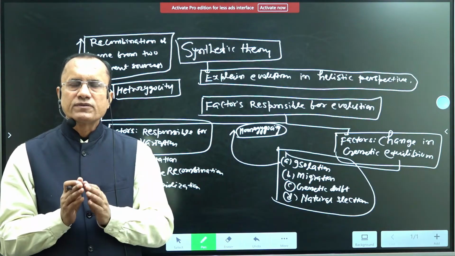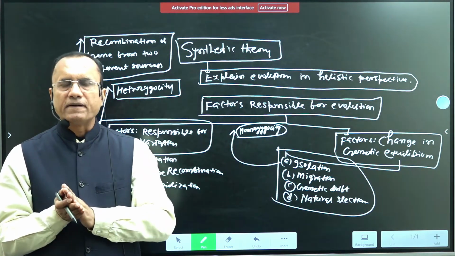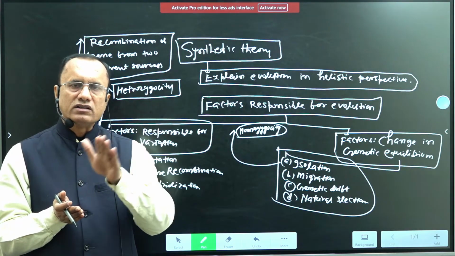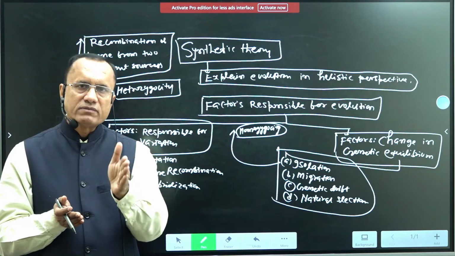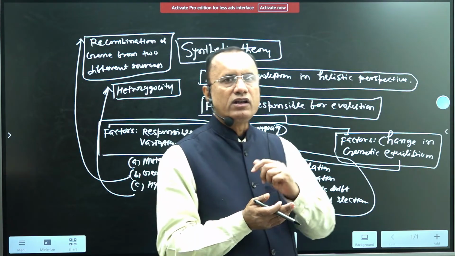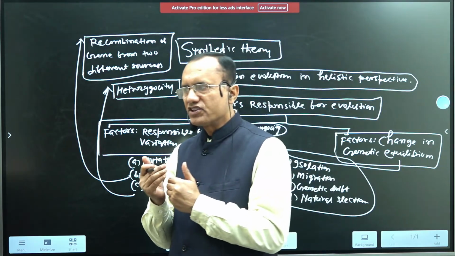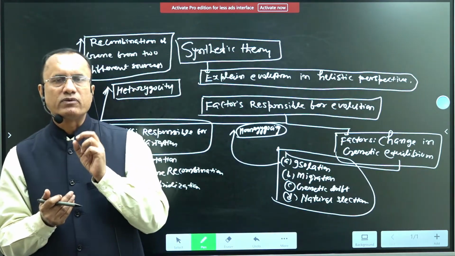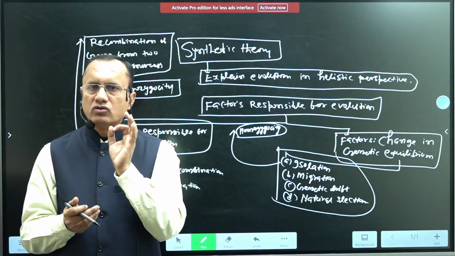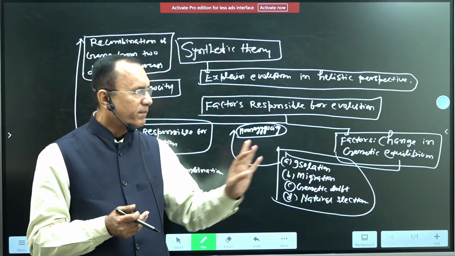Migration means when a population migrates from one geographical area to another, or from one ecological niche to another. Due to migration, the migrated population adjusts to the new niche in a new way, and due to this new way of adaptation, new traits develop in that migrated population, and therefore that plays a very important role in the change in genetic equilibrium of the population.